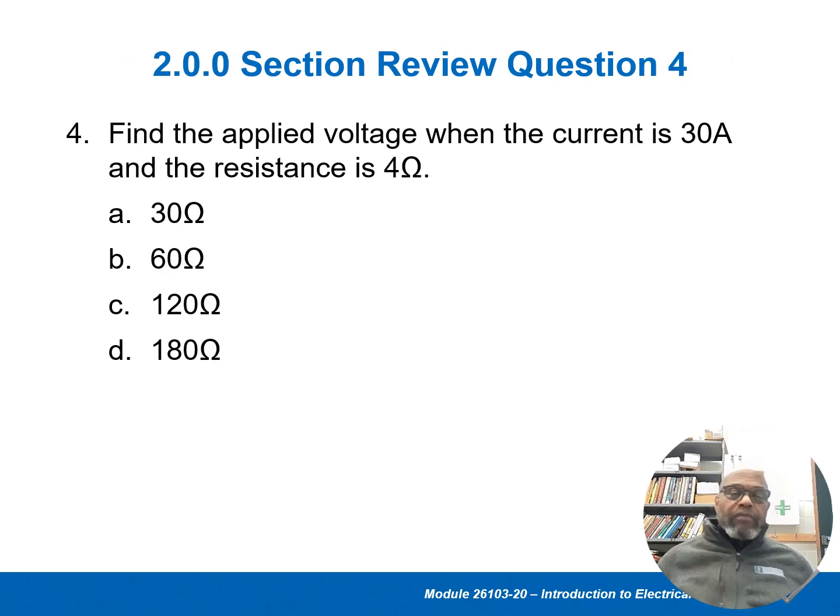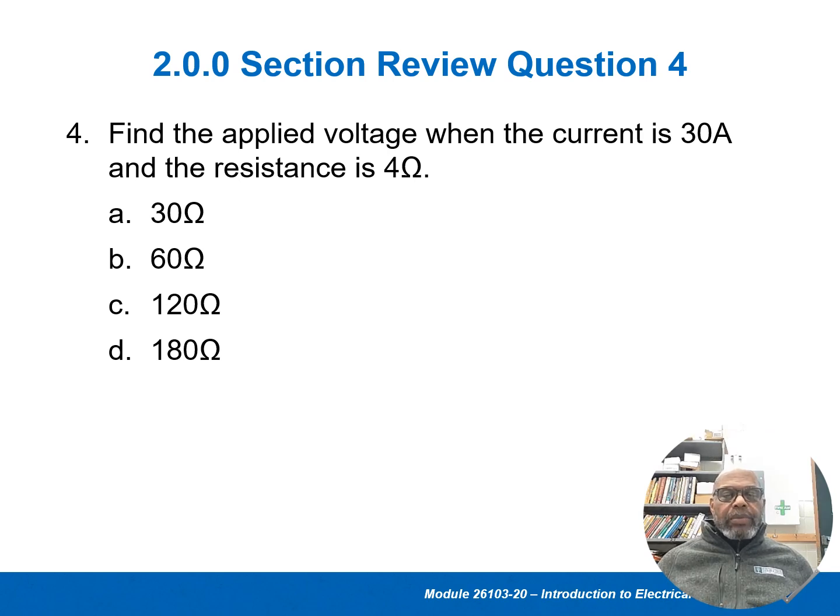Next question. Find the applied voltage when the current is 30 amps and the resistance is 4 ohms. Now remember what I said, and look at the answers. It should be volts, not ohms. That's a misprint. But it said find the applied voltage, that's what they're asking for. But of course, all the answers say ohms.